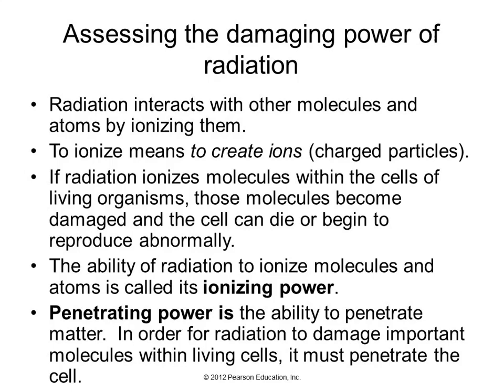Some radiation can penetrate through a brick wall, and other radiation is stopped by a piece of paper. Obviously the one that can go through a brick wall is going to be more dangerous in most circumstances. In order for the radiation to damage your cells, it has to get into the cell. If it can't get through the cell wall, it's not going to have any effect.